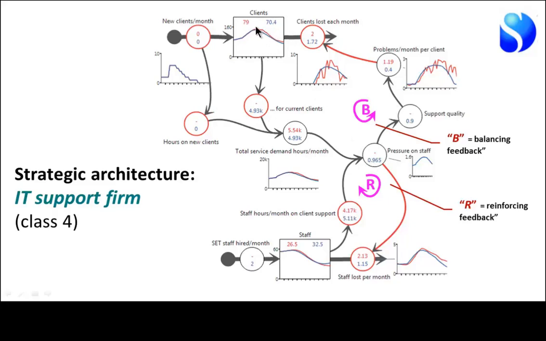It was going very nicely, but then it hit some limit. The limit came from our service capacity. Unfortunately, we've got this horrible reinforcing thing going on down the bottom, which means that the more pressure our staff are under, the more staff we lose. The more staff we lose, the fewer staff we've got, and the worse the pressure gets on the remaining staff.